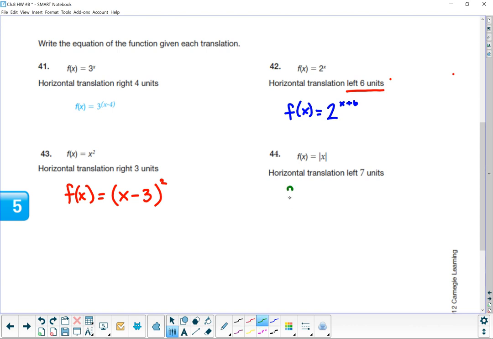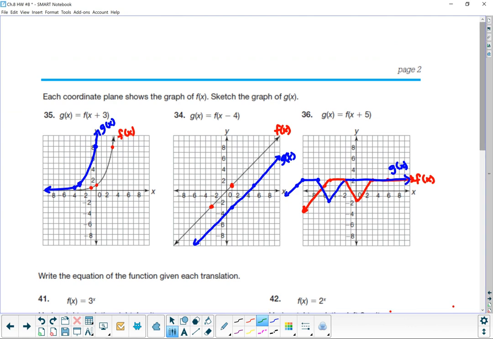And same thing here, f of x, right? And it says horizontal translation left 7, which means that I'm going to do absolute value. And instead of just x, I'm actually going to do x, and instead of left 7, I'm going to go plus 7. Okay, left usually means negative, but remember, if it's horizontal, it's going to be opposite. Okay, that's that.